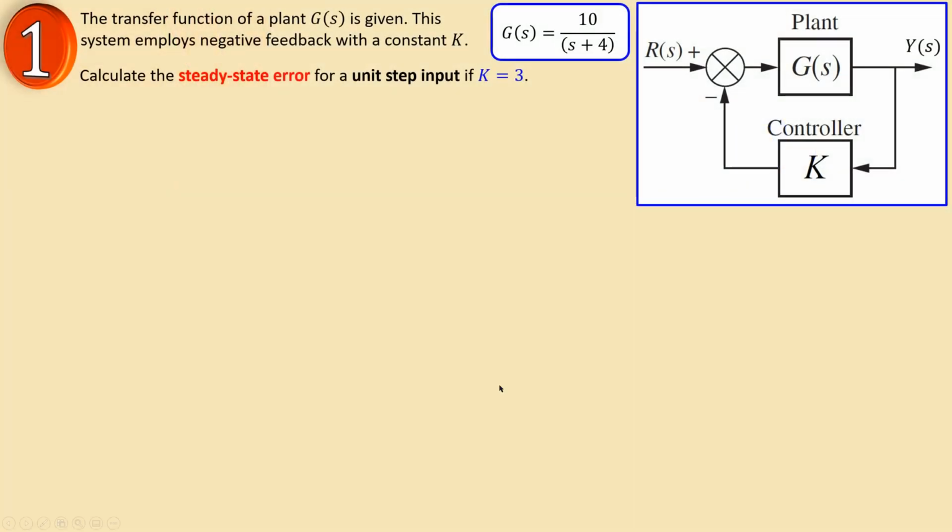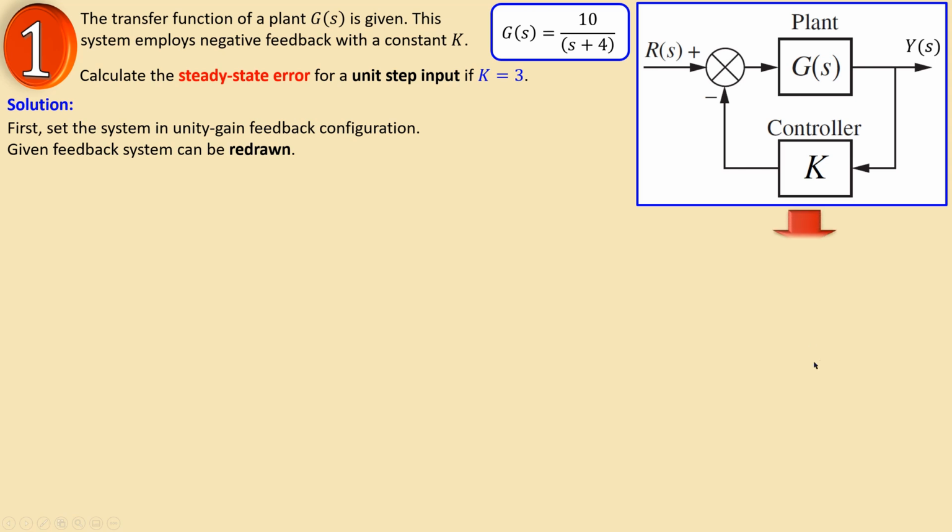So moving on to example number 1, what we have is a transfer function of a plant, shown here, and we also have a negative feedback, and there's a control in the feedback in this case. I would like to calculate the steady state error for a unit step input if this is a value of 3. We don't have a unity-gain feedback configuration, so we need to change this to a unity-gain feedback configuration. So let's first start with that. So that can be redrawn.